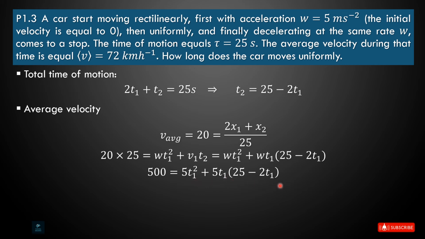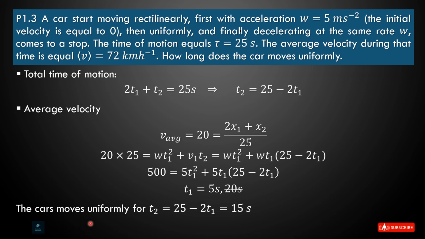This is a quadratic equation and can be solved to obtain the value of t1 as 5 seconds and 20 seconds. Now 20 seconds cannot be the solution of this problem because the total time of motion is 25 seconds only. Therefore t1 can only be 5 seconds. From this we can calculate the car movement in uniform motion, that is t2. This is equal to 25 minus 2t1, and this is equal to 15 seconds. This is the required answer that we were seeking.